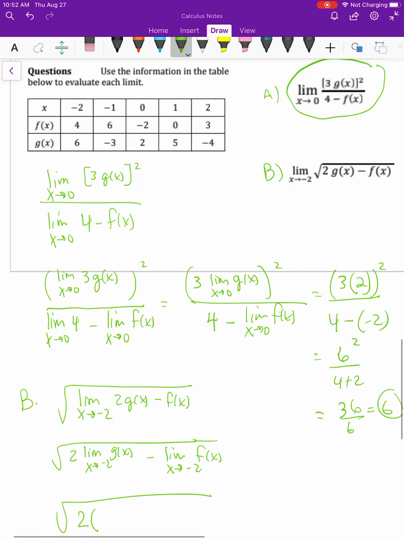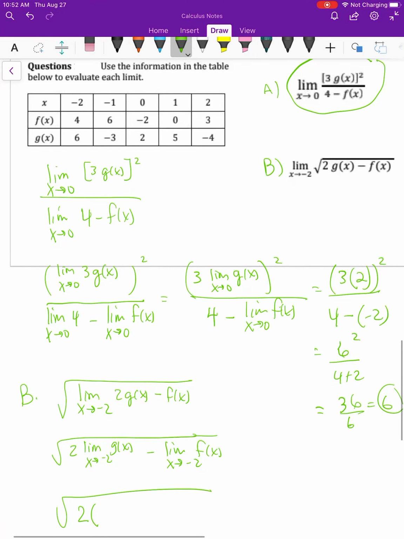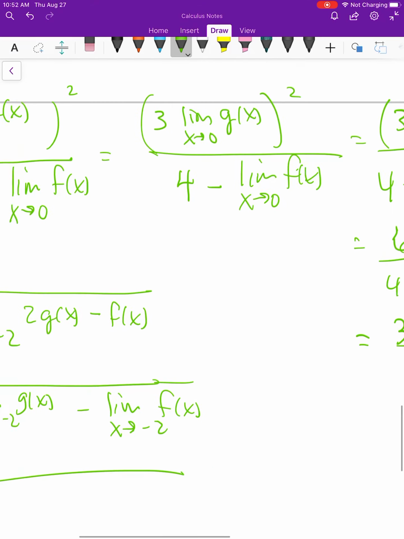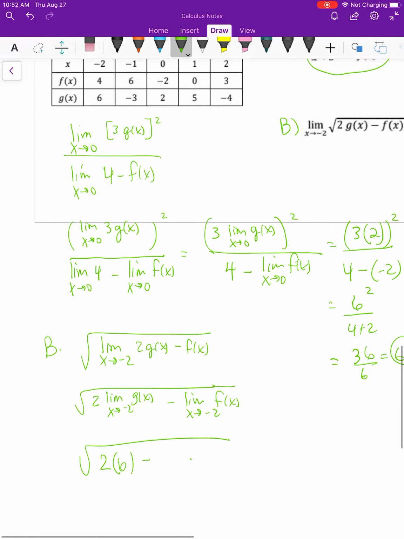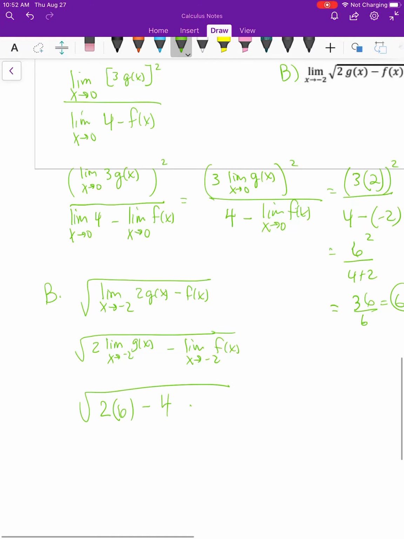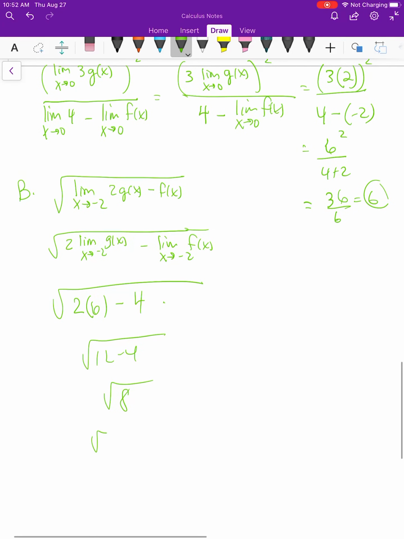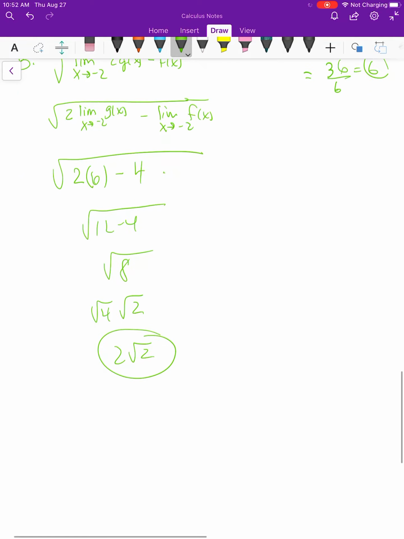So now let's go up here. G of x when x is negative 2 is 6. Oops, sorry. And f of x as x goes to negative 2 is 4. And that can be written as the square root of 4 times the square root of 2. So it simplifies to 2 root 2.